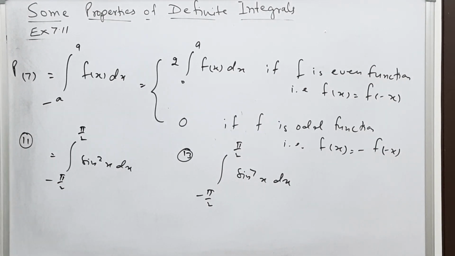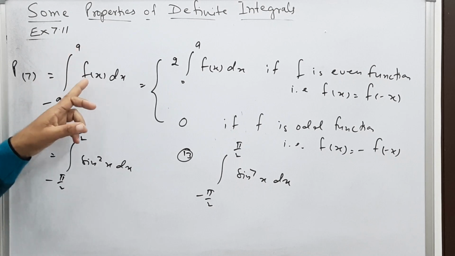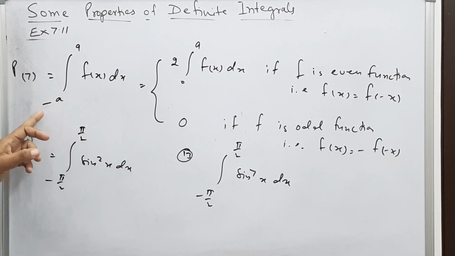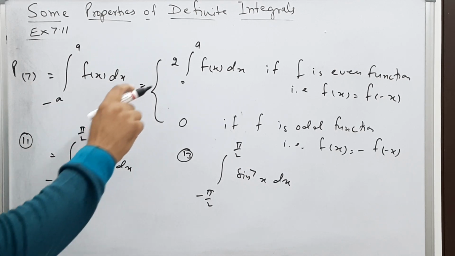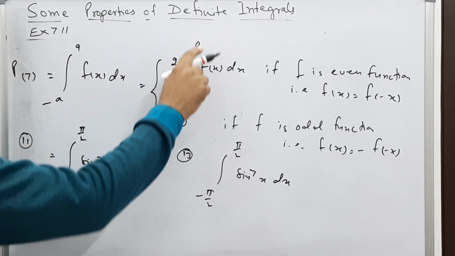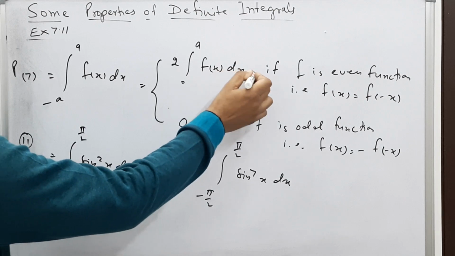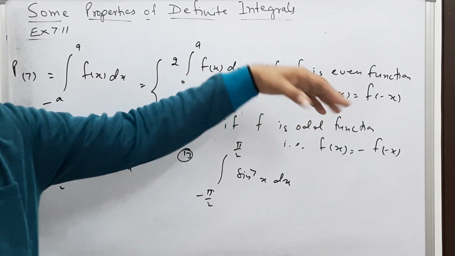Yes, dear students, I am taking one property and I will explain this property. The property is the integral from minus a to a of f(x) dx. There are two meanings of this. One is twice the integral from 0 to a of f(x) dx. This will happen when f is an even function.